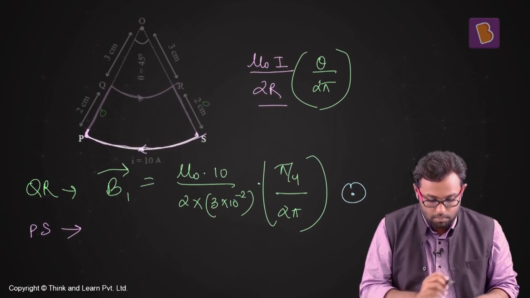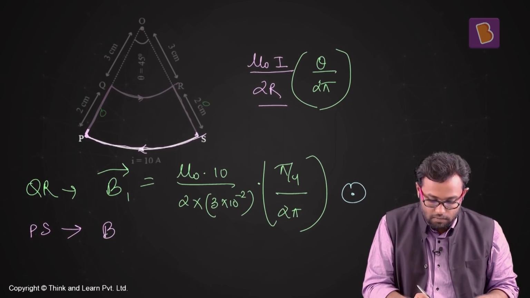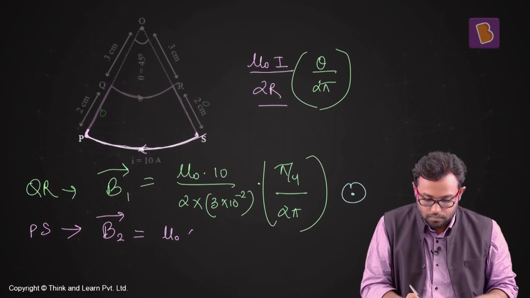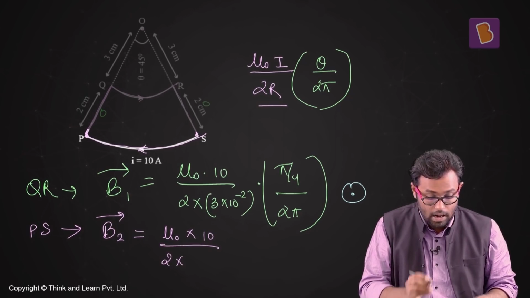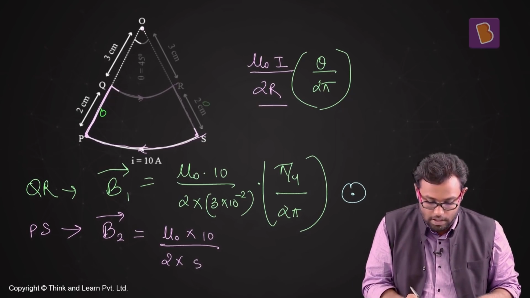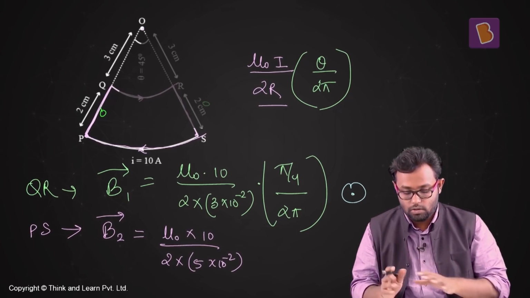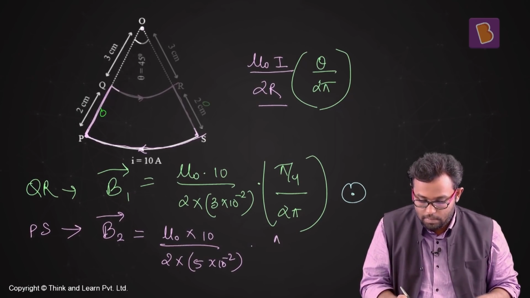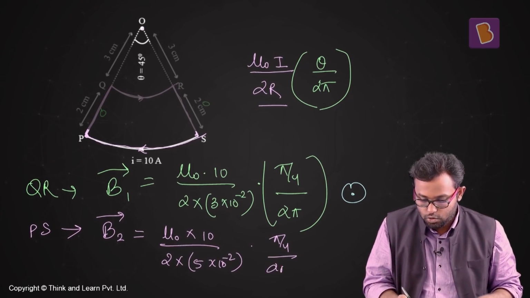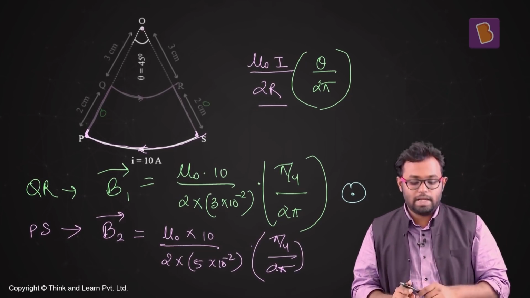What is going to happen with PS? Okay, so that magnetic field, let me call it B2, will be equal to again mu naught times I, which is again 10, divided by 2 times r, in this case 2 plus 3, which is equal to 5. So 5 into 10 to the power of minus 2, I'm being careful, I'm converting everything into SI units, into theta, which is again pi by 4 because the angle is same for both the arcs, divided by 2 pi. But what about the direction?